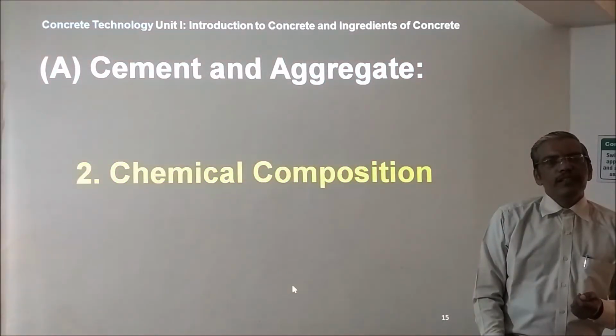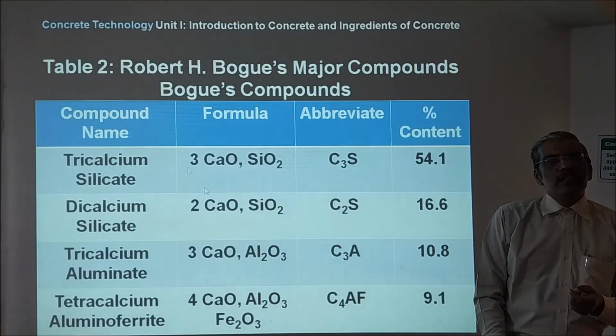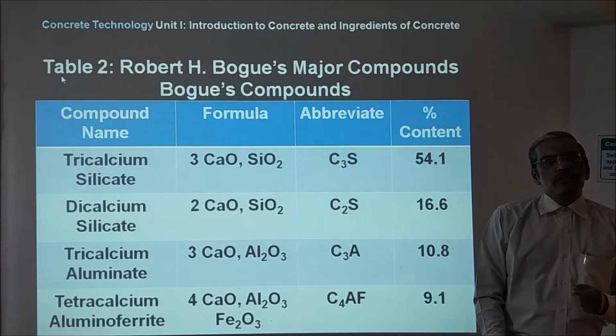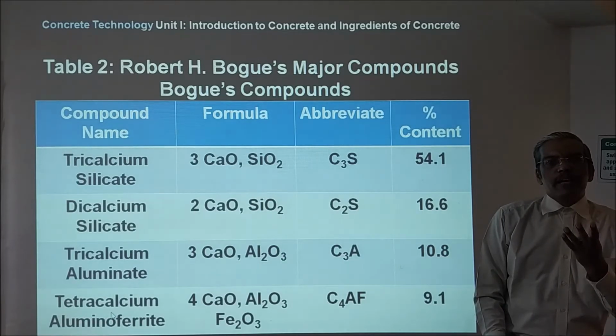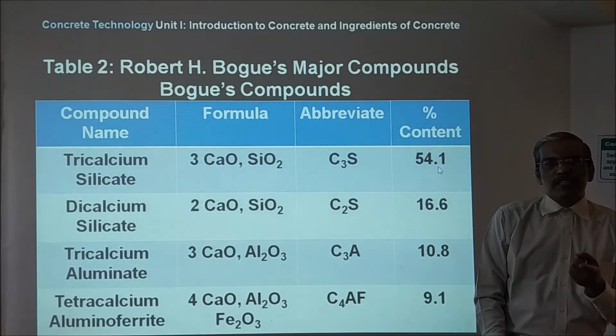So we have seen the chemical composition of the cement. Then table 2 shows Robert H. Bogue's major compounds. They are also called the Bogue compounds. The Bogue compounds are four: tricalcium silicate, dicalcium silicate, tricalcium aluminate and tetracalcium aluminoferrite. Normally the formula for tricalcium silicate is 3CaO·SiO2. It is abbreviated as C3S. Its percentage is normally 54.1%.